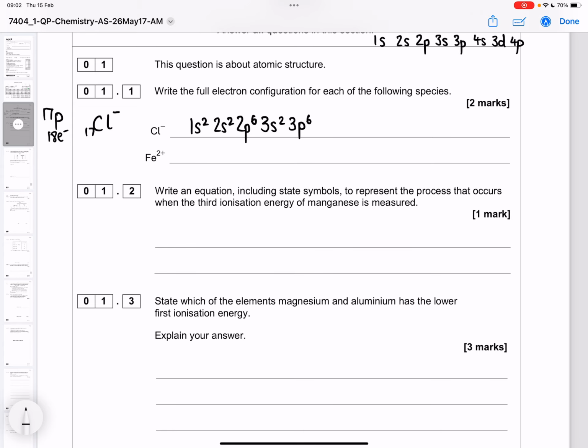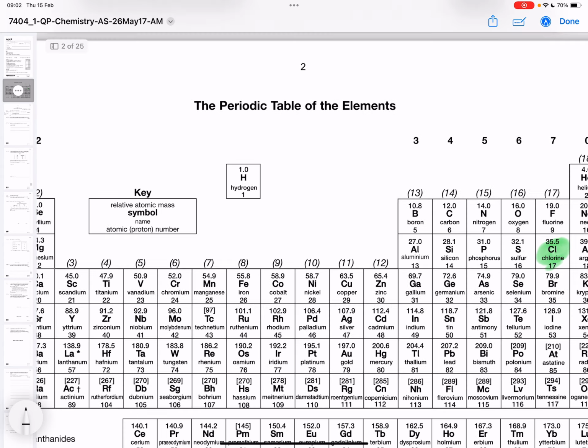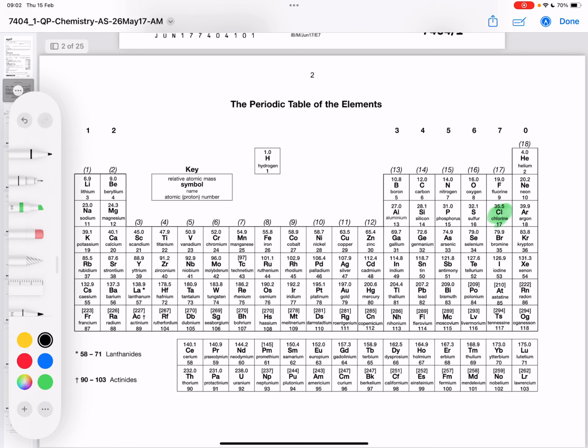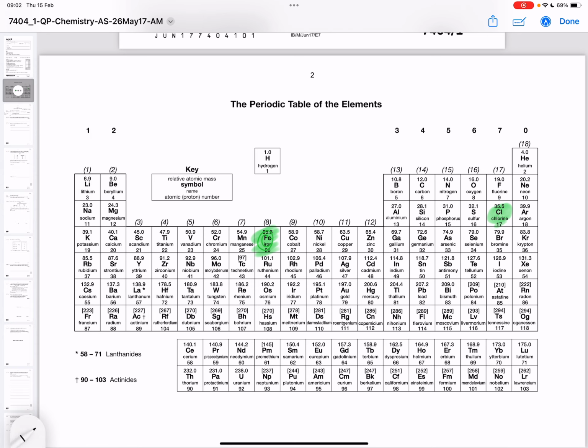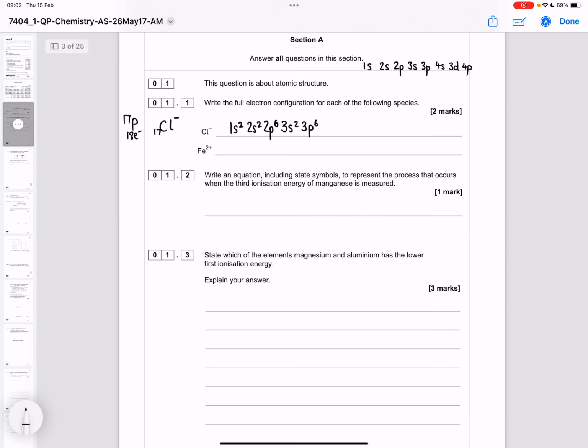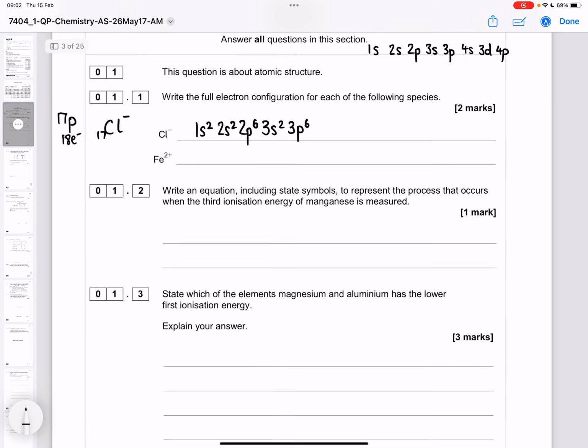Now, when we find Fe2+ on our periodic table, we can see that it's in the transition metals here. So we need to be careful, because with transition metal ions you can't just fill from scratch, because if you do that you won't end up with the right electron configuration. When you lose electrons from a transition metal you lose them from the 4s first rather than from the 3d first.